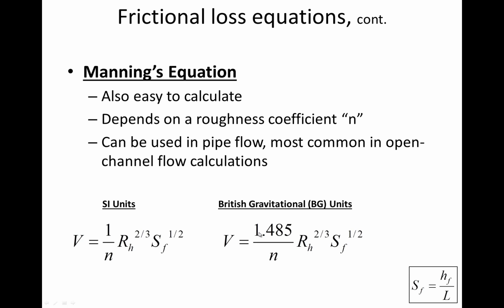The difference here being the correction factor of 1.485 for the British gravitational system. And again, the slope of the energy grade line, S sub f, is defined as how much energy is lost due to pipe friction over a certain pipe length, L.